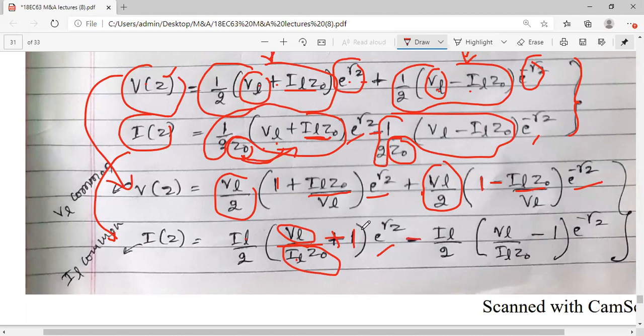There is a negative sign, minus. Take IL common, IL by 2. First term will become VL as it is. Z naught is multiplied inside and IL you don't have, so divided by Z naught into IL. Okay, this is your first term. Minus IL gets cancelled. IL is common and Z naught gets cancelled. You'll get 1. And exponential term as it is. Hope you understood these two, taking VL common, IL common. After this, let's see how I can reduce further.